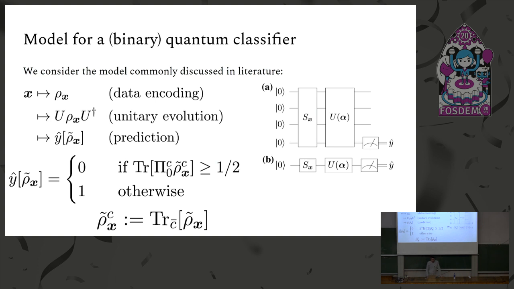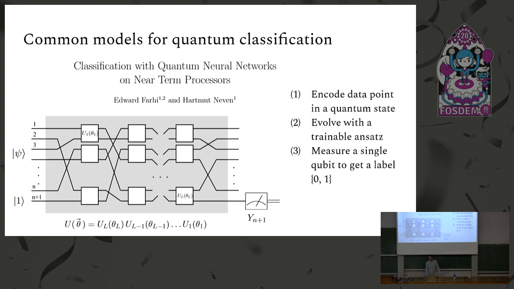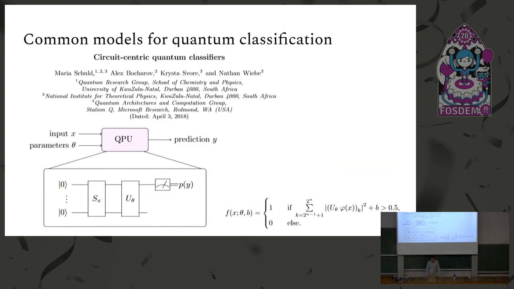Okay, so this is a standard model considered in a lot of recent literature. This is perhaps the first in this paper by Farhi and Neven, from, I forget the year, but it's fairly recent. And here they're doing the same structure where it's this unitary circuit, and then they measure a single qubit in order to get their prediction. So there are these three points that they go through. Again, they encode the data, evolve with the ansatz, and then measure a qubit. There's other work that considers very similar models, and this is just to motivate a little bit that what we're doing is sensible.